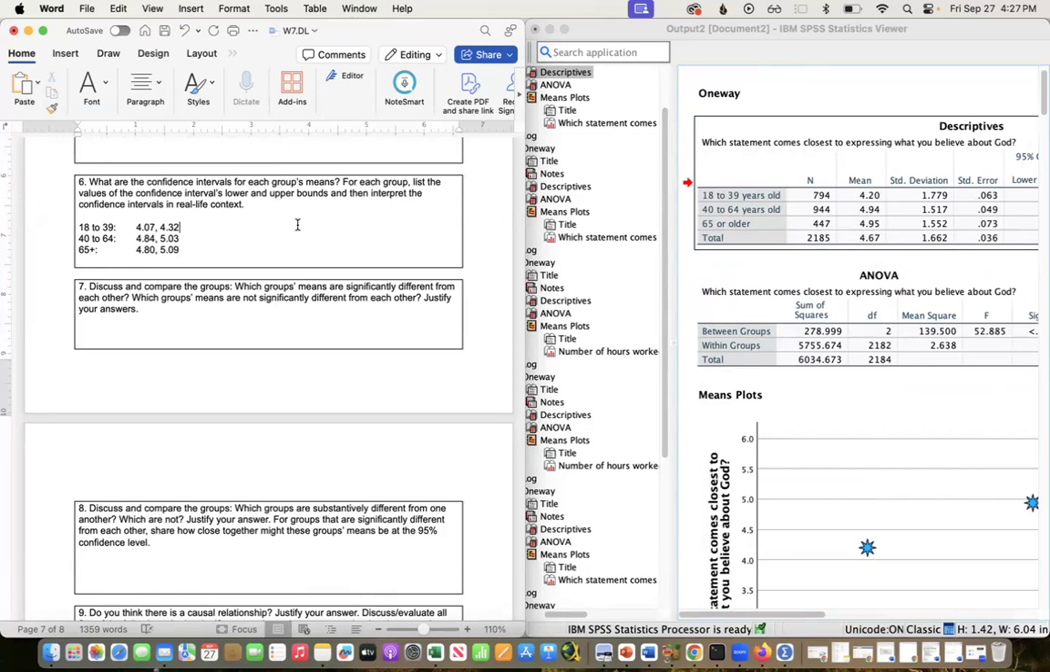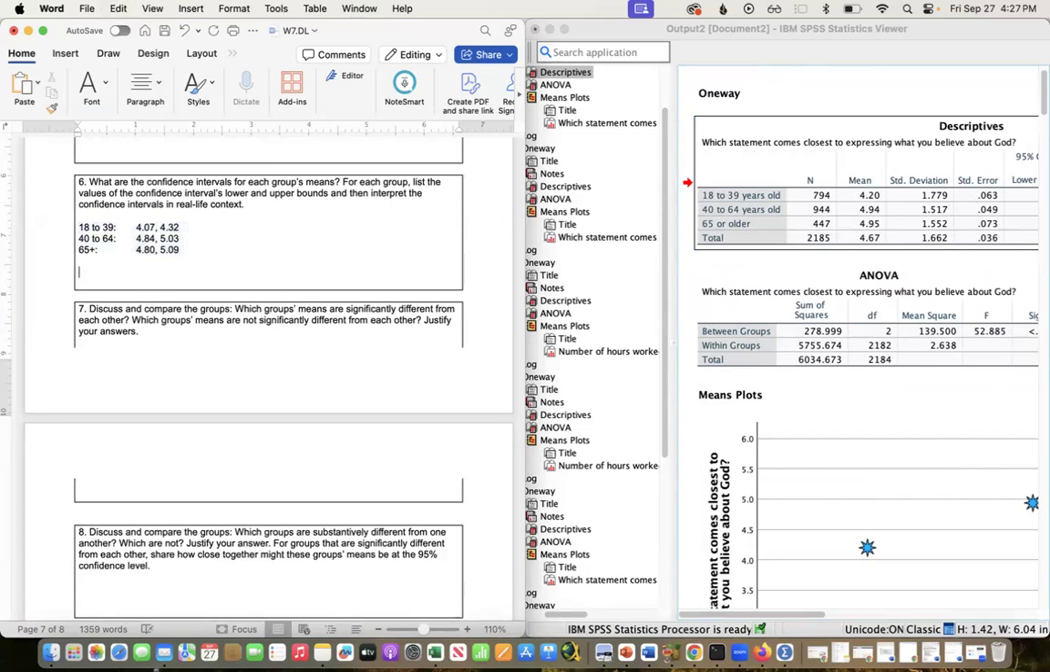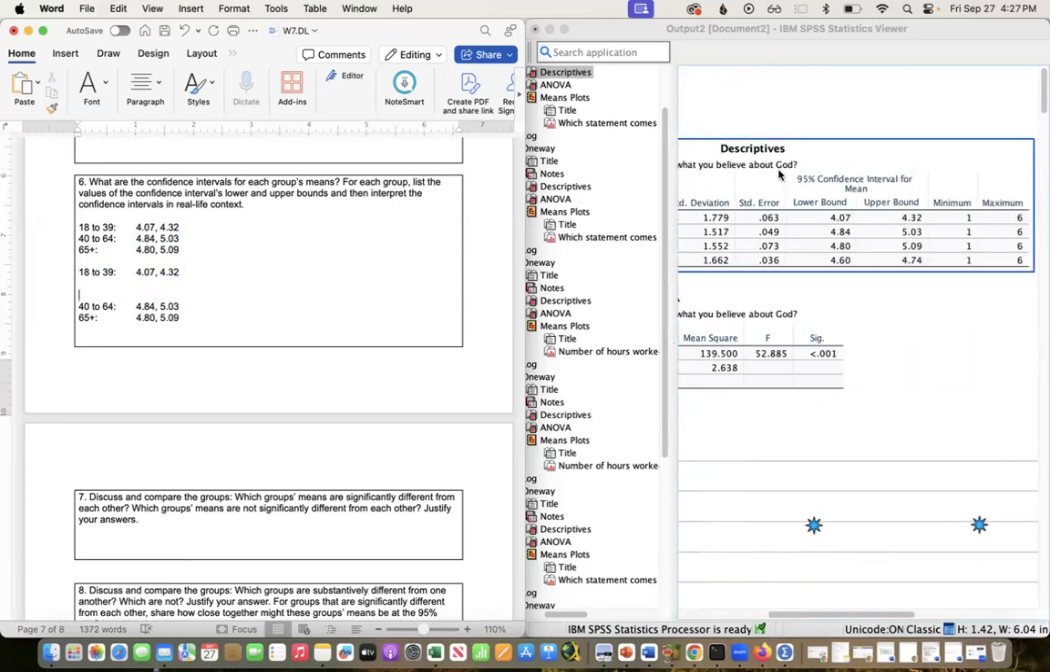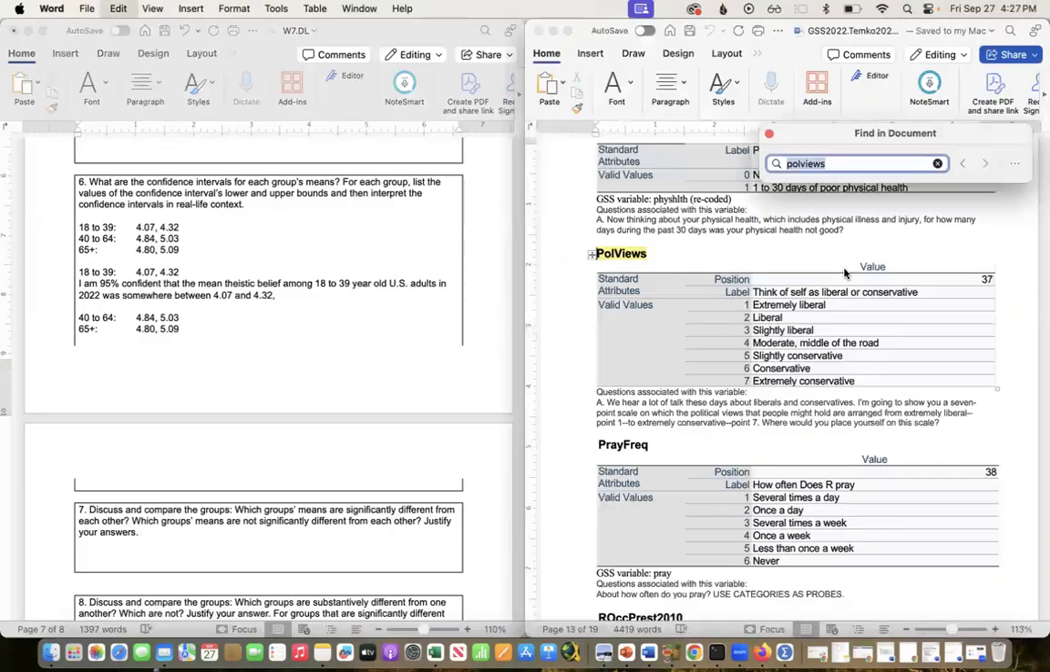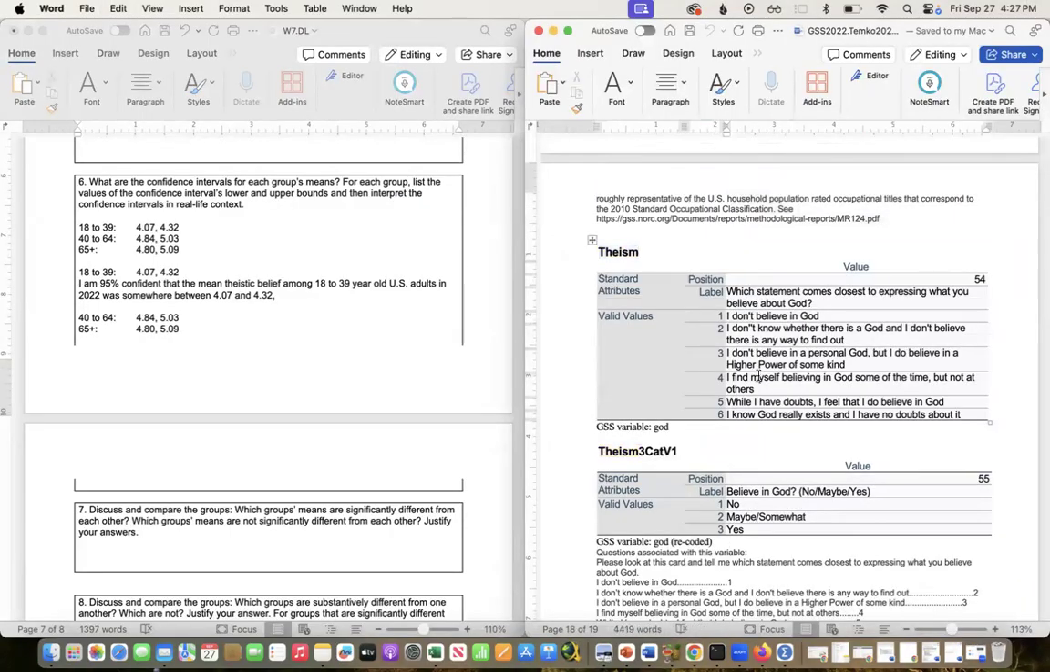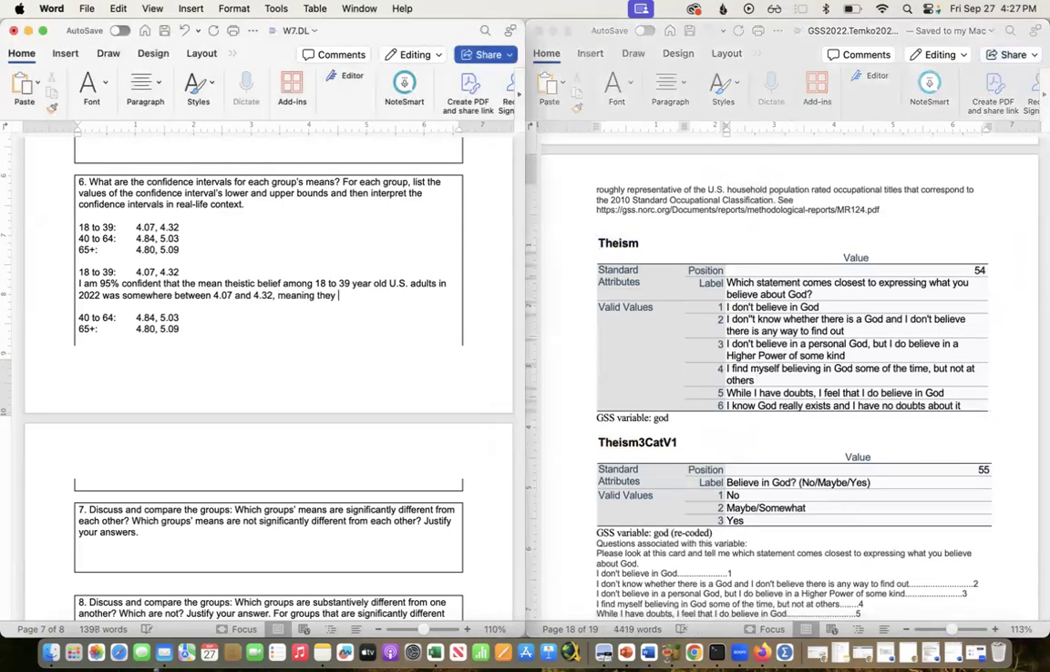Okay, interpreting them in real life context. These are 95% confidence intervals. And so I am 95% confident that the mean theistic belief among 18 to 39-year-old US adults in 2022 was somewhere between 4.07 and 4.32. Meaning they were a bit more theistic than the 4, which is sometimes believing in God.